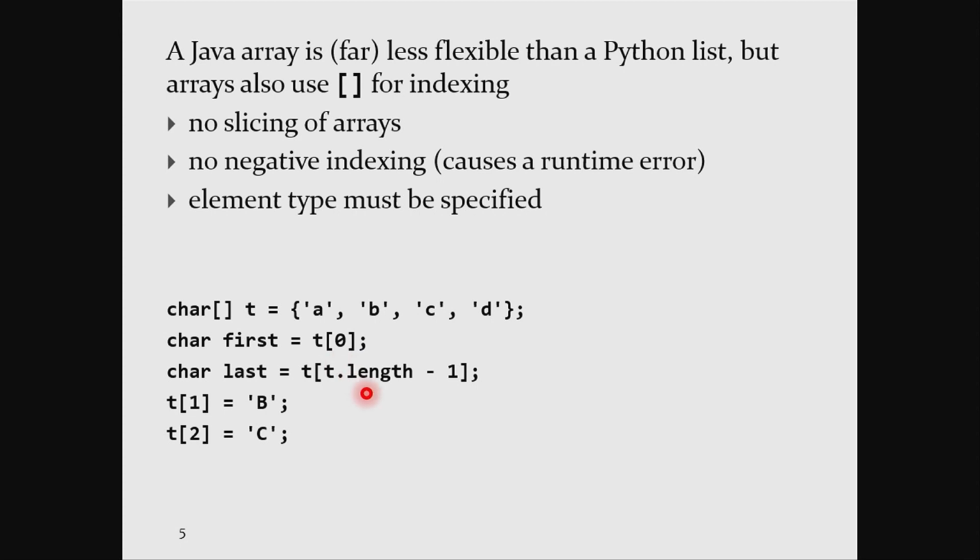Again, to get the last element, almost the same thing. There's no len function in Java, because there's no functions at all in Java. What there is in Java is, if you have an array t, you can use t.length to get the length of that array. So t.length in this example is 4. 4 minus 1 is 3. Java uses zero-based indexing, so 0, 1, 2, 3, and that's the D.